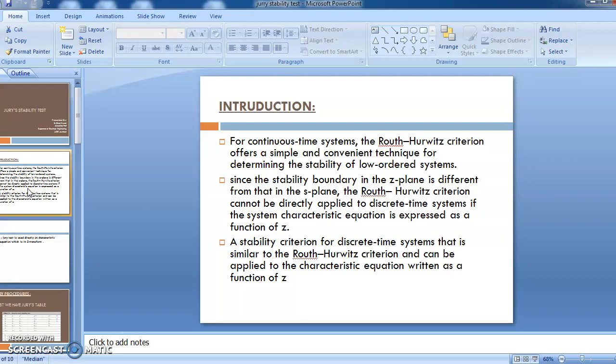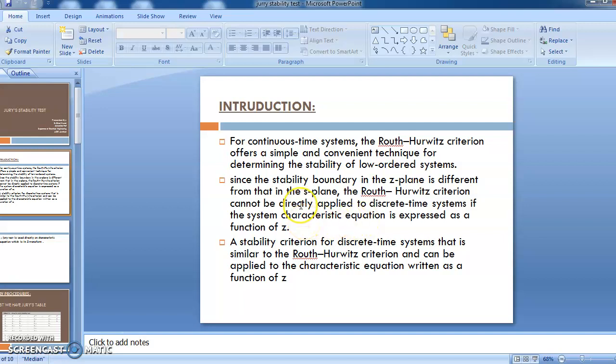For continuous time systems, the Routh-Hurwitz criteria offers a simple and convenient technique for determining the stability of low order systems. This part you had already seen in case of linear control systems, that means in case of LCS. Now, since the stability boundary in the Z plane is different from that in the S plane, the Routh-Hurwitz criteria cannot be directly applied to discrete time systems if the system characteristic equation is expressed as a function of Z.